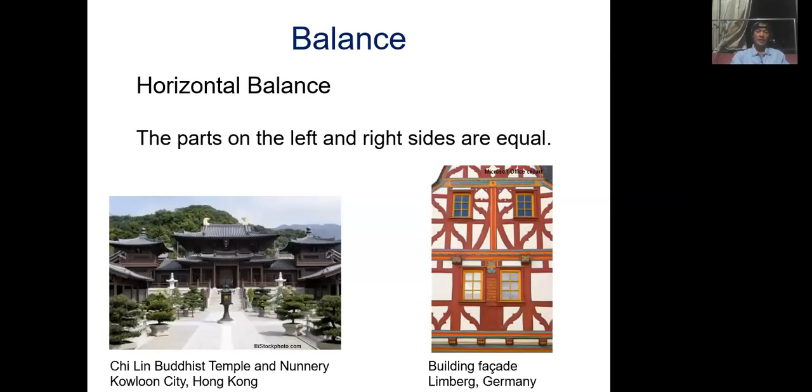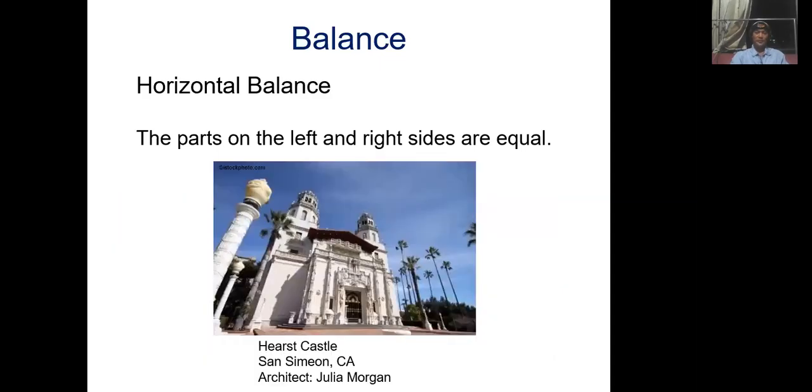Then horizontal balance, where the parts on the left and the right sides are equal, like this Buddhist temple in Hong Kong and the building facade in Limburg, Germany. So, another example here.